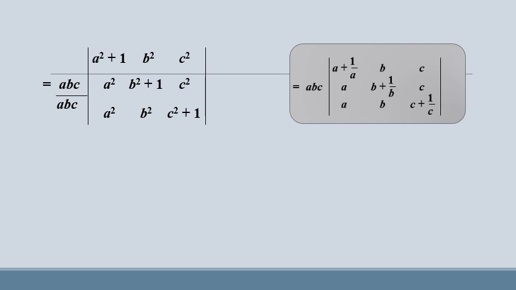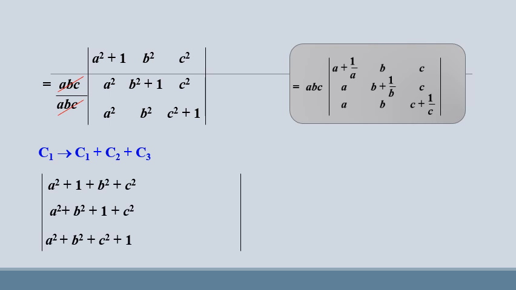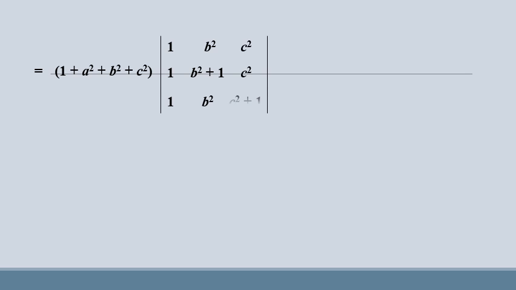So now abc divided by abc will cancel off, we get 1, and then after applying the property C1 implies C1 plus C2 plus C3, we get 1 plus a square plus b square plus c square as the elements of first column. The elements of C2 and C3 will remain as it is. So take out 1 plus a square plus b square plus c square common from C1, we get 1 1 1, b square plus 1, b square, c square, and c square plus 1.